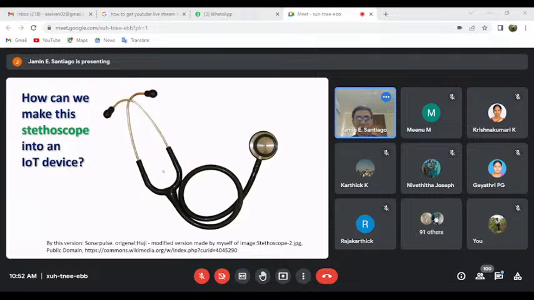Okay, so where did we start? The sensor. Okay, so we start with the sensor. Now, this is not an electronic sensor. It is the traditional sensor, sound sensor. Okay, so this one, how can we make this an IoT device?